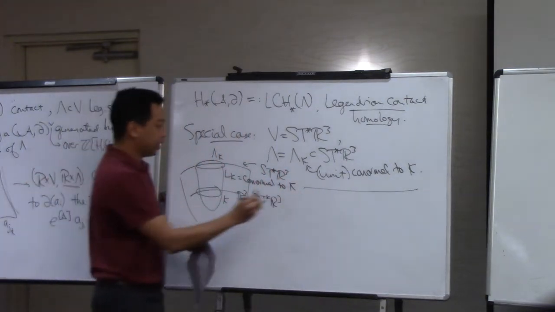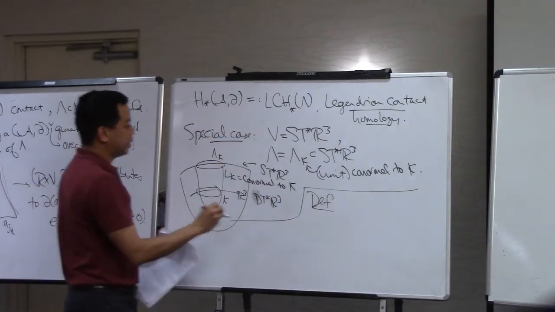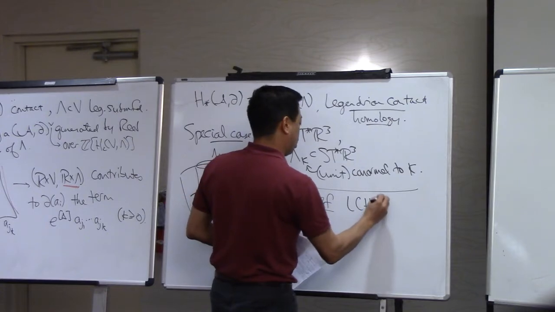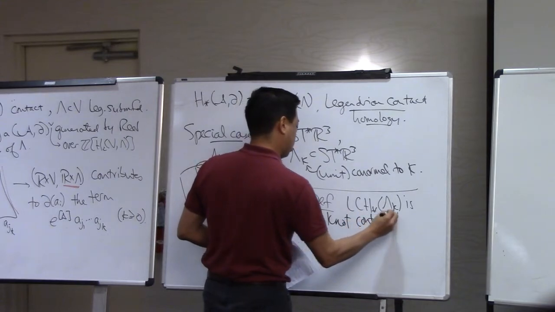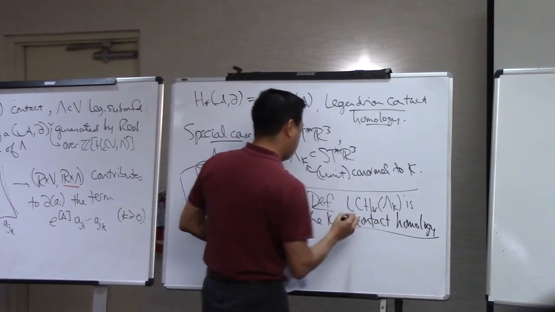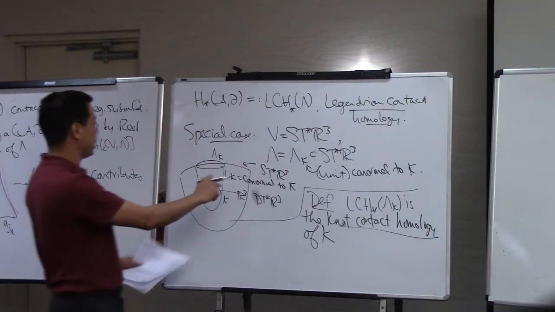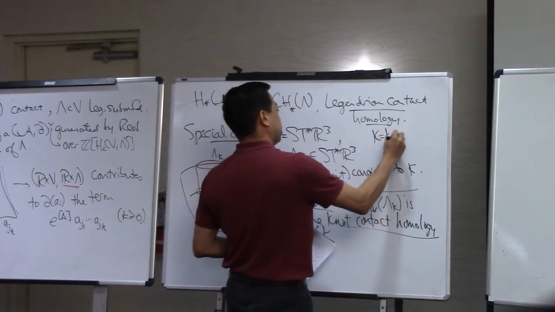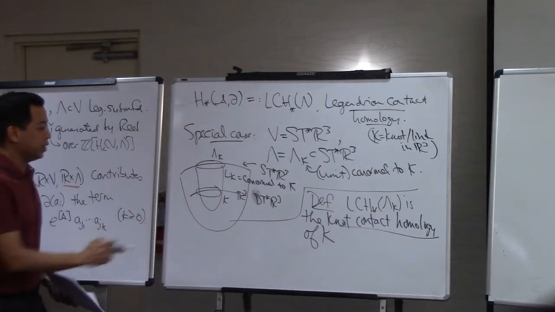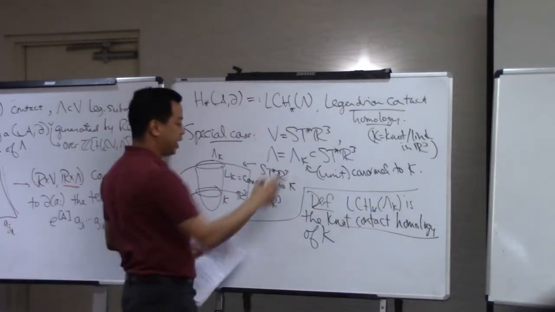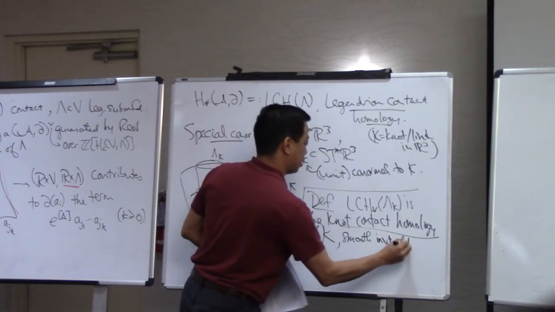So in this case, the Legendrian contact homology of lambda K is called the knot contact homology. And this is then an invariant. Oh, I didn't say what K was, right? K is a knot or link. This is now an invariant of the smooth isotopy type of K.